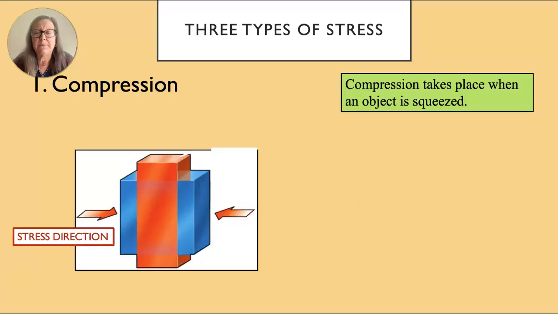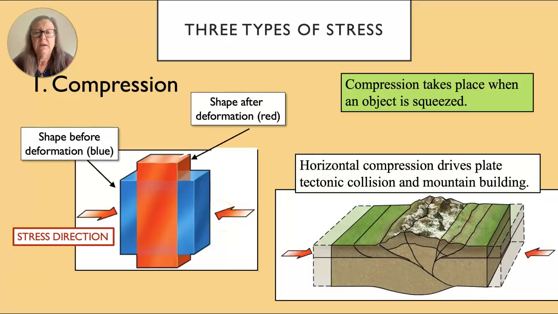Starting with compression. So compression takes place when we squeeze an object. And shown here in blue is the object, we're just going to use a cube, before we have any stress applied to it. The stress is applied in the direction shown with the arrows, and afterwards we have a shape like the red box. So the blue is before and the red is after. In the real world, when we have compression, we wind up pushing rocks together and often make mountains in the middle. So the way this cube lengthens is similar to how mountains are uplifted.